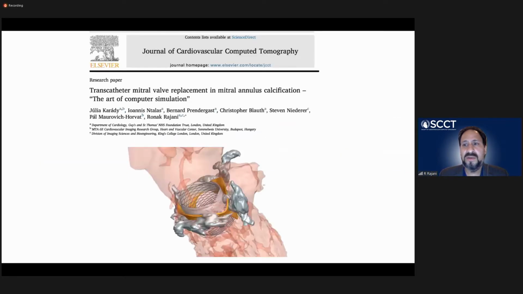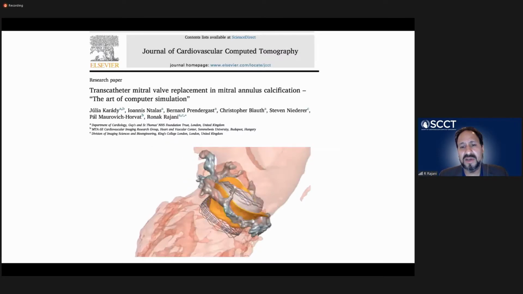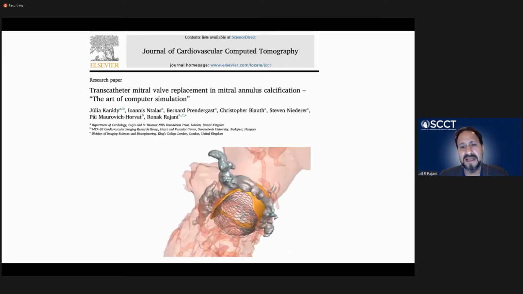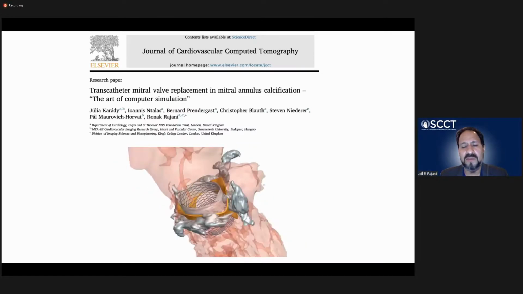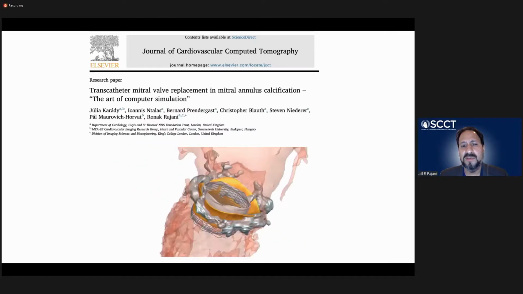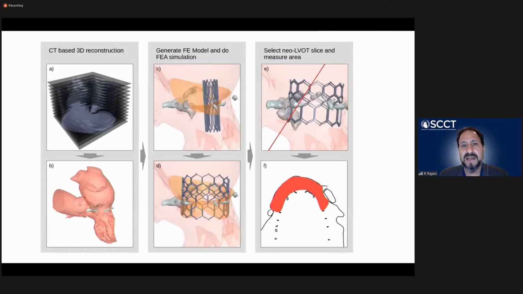So we do computer simulation also for valve in MAC, which I think is one of the most complicated valve procedures that we do in the transcatheter domain. It's associated with a 50% mortality at 12 months, and so it's important that we get this right. Now, from the CT dataset, we can generate finite element modelings and perform finite element analysis simulation, similar to what you've seen on the FEOPS platform. This enables us to generate neo-left ventricular outflow tract areas while accounting for the tissue properties.